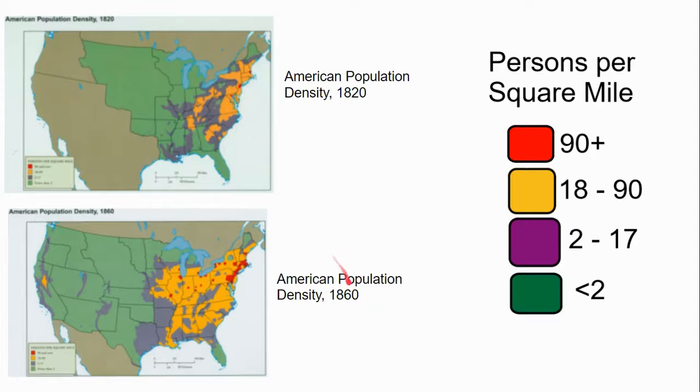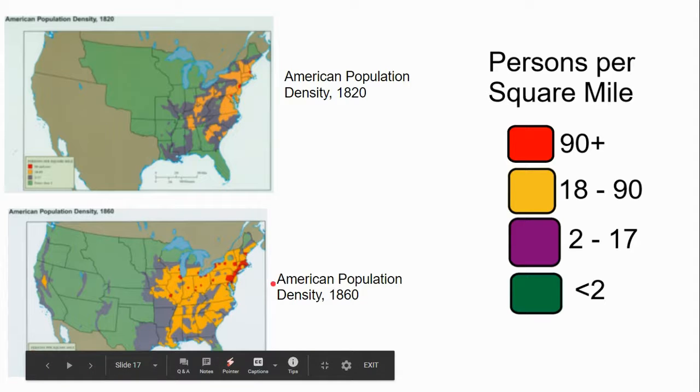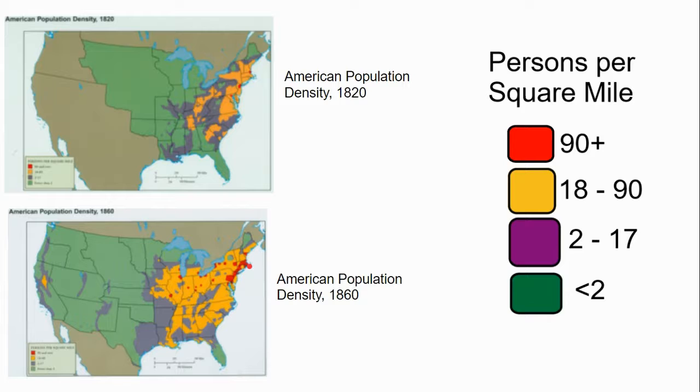Now you compare that to 1860 and wow, the difference is obvious, right? Lots of yellow, lots of red in comparison to 1820, which means the density, the amount of people in the United States is growing. And most importantly here is you can see that the areas of red, yes, they've increased, but they've increased in areas away from the Atlantic Ocean. So people are moving inland.